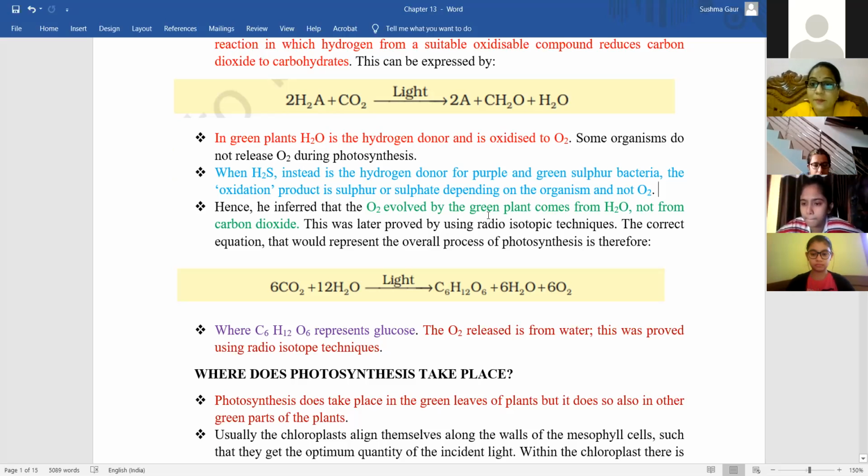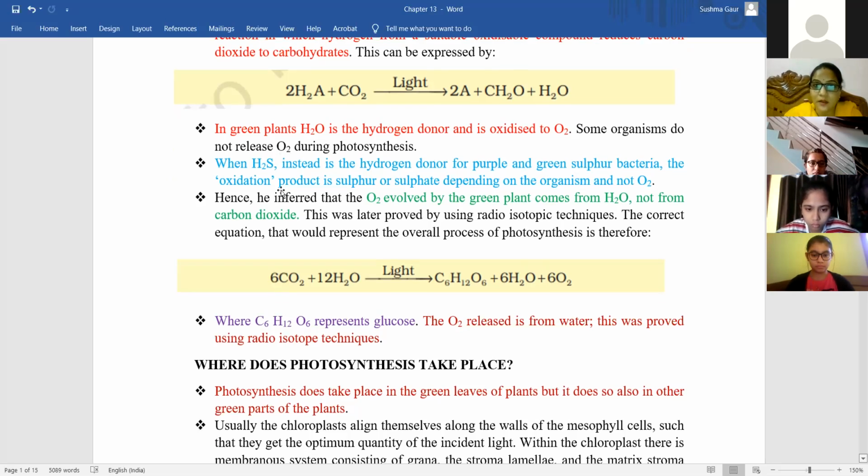Oxygen evolved by the green plants comes from water but not from carbon dioxide. This scientist thought like that. The oxygen that we are getting as a byproduct of photosynthesis, the oxygen that we are taking from plants for our respiration, is coming from water but not from the carbon dioxide involved in photosynthesis. And he proved the same with the help of an equation given here.